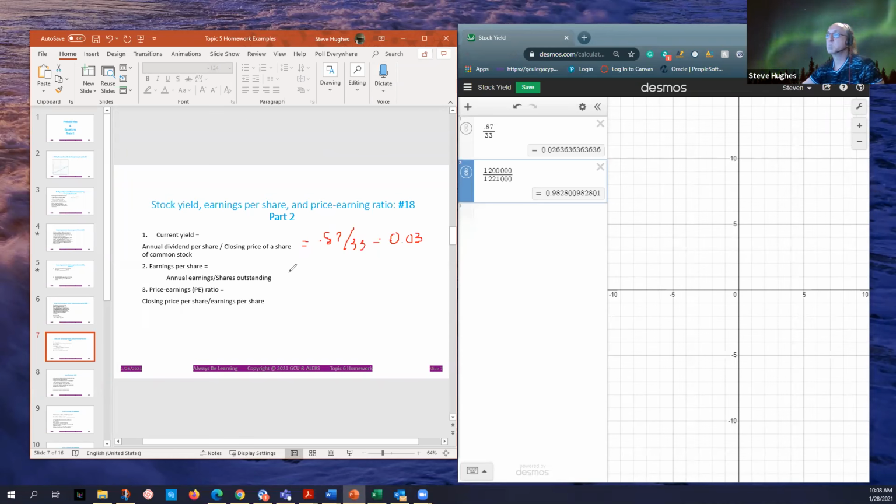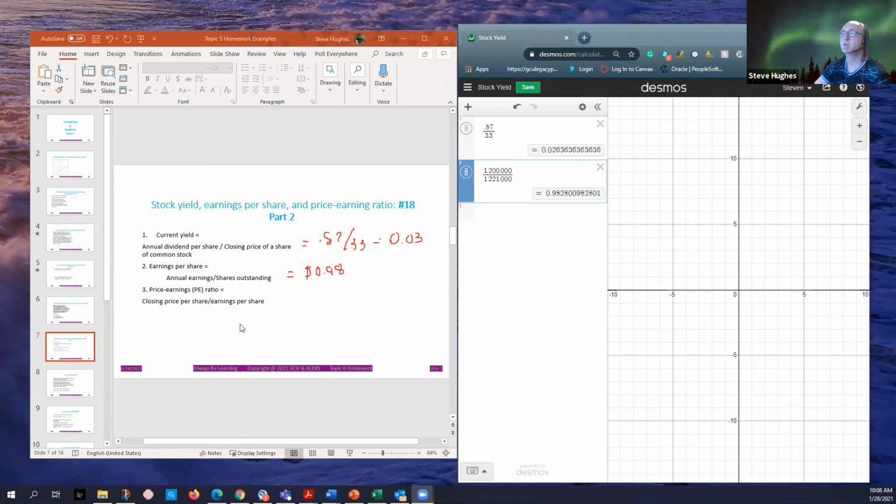So earnings per share: the annual earnings were 1.2 million. The shares outstanding were 1.221 million. All right, so that is the earnings per share. That is 98 cents per share. All right, good. All right, price earnings ratio.